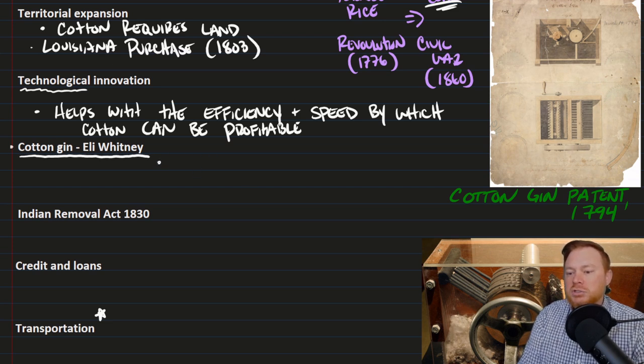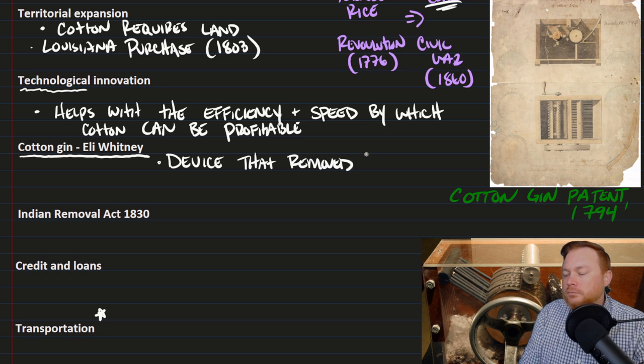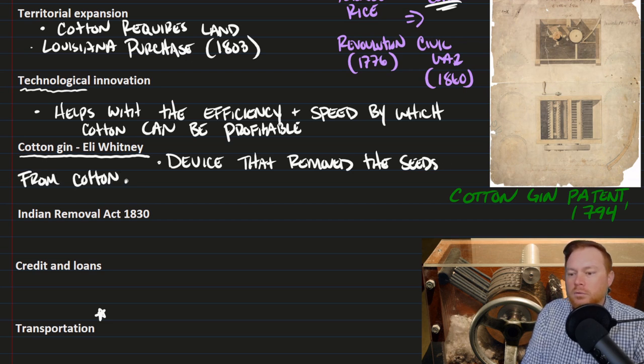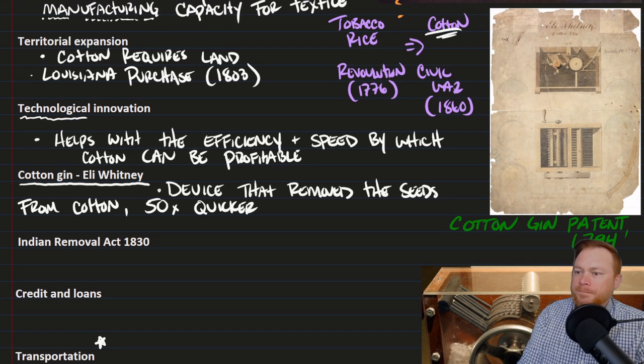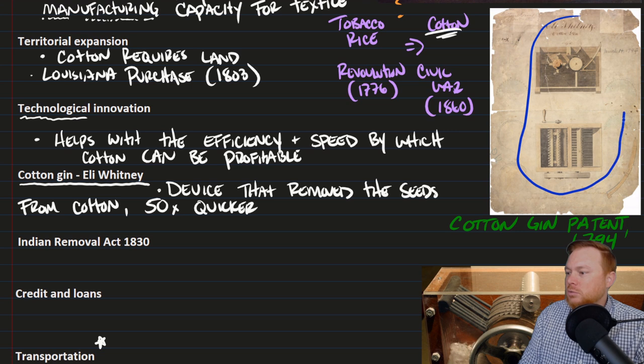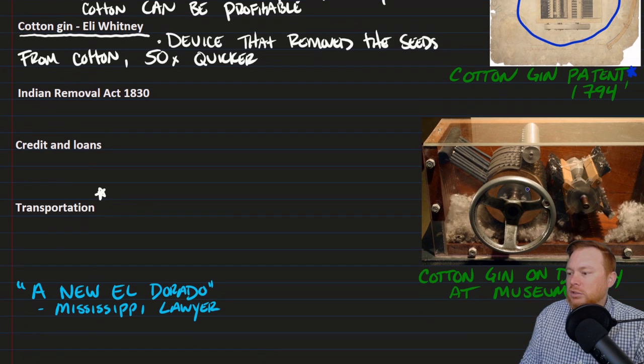Eli Whitney invented the cotton gin. The cotton gin was a device that removed the seeds from cotton, we'll say 50 times quicker or faster, whatever term you want to use. So we've got a couple of images of the cotton gin here. This is actually an image provided by your book. This is the cotton gin as it was sent to the patent office in 1794 when it was invented. There's another cotton gin here on display.